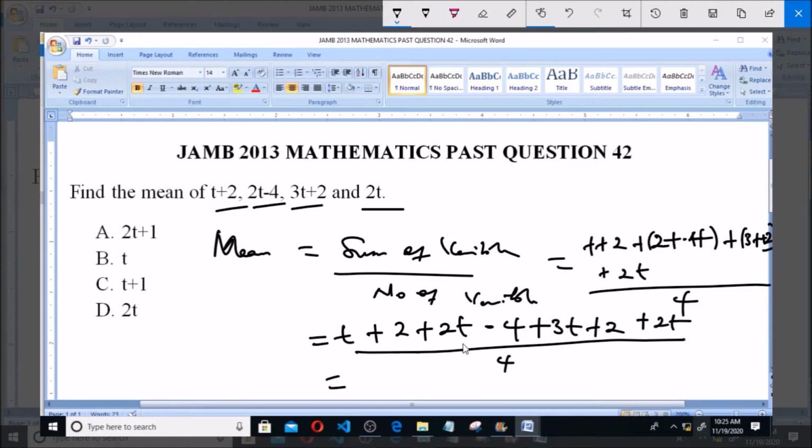Now let's sum this up, collecting like terms. We have t plus 2t will give us 3t, 3t plus 3t will give us 6t, and 6t plus 2t will give us 8t. Then we have 2 minus 4 to give us minus 2, then minus 2 plus 2 to give us 0. So we have 8t over 4. Now 8t divided by 4 is equal to 2t, since 4 in 8 is 2. So the answer to this question is option D, 2t.